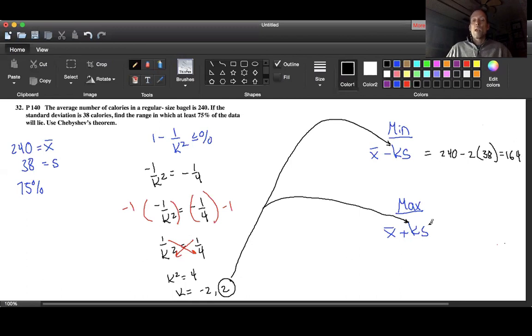Okay. For the formula down here on the bottom, the only difference is that I have a plus sign instead of a minus sign. So I'm going to fill in virtually the same numbers except for the sign change. 240 plus 2 times 38. And let's see what I get.